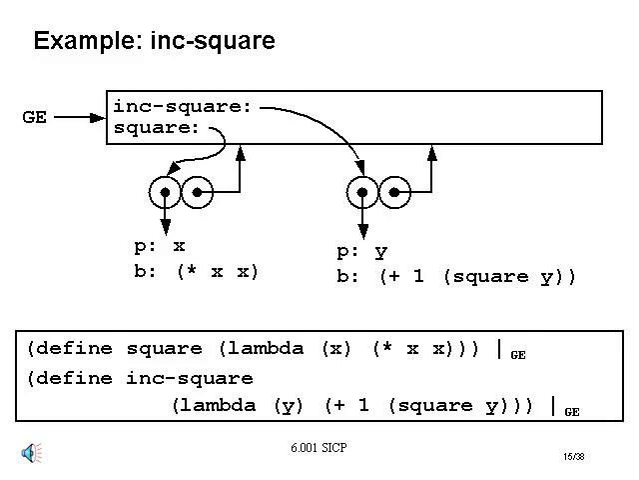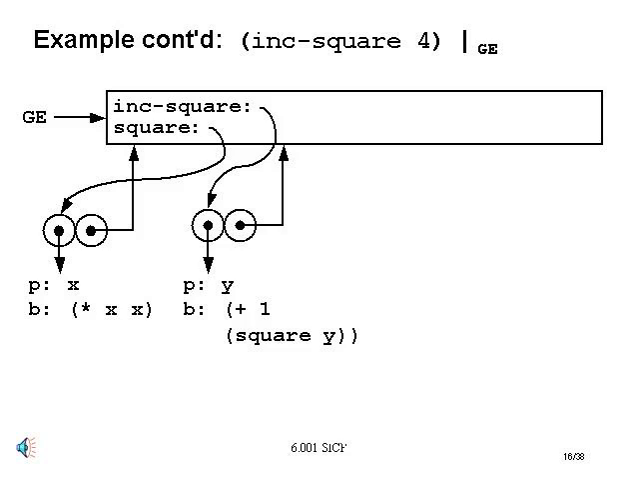Now, let's be slightly more daring. Having seen the application of a simple procedure like square, let's look at something that involves a little more work. In particular, let's assume that we have defined both square to be the procedure we expect, and we define increment square to be a procedure of one argument that adds 1 to the square of that argument. Here's the structure we would expect for the environment. So let's check it out.